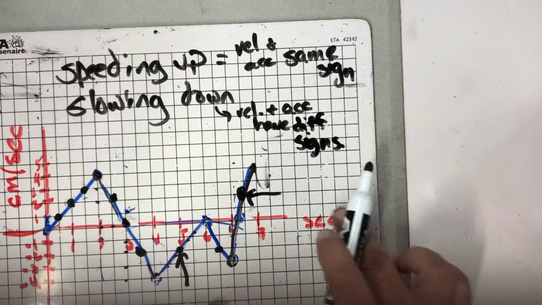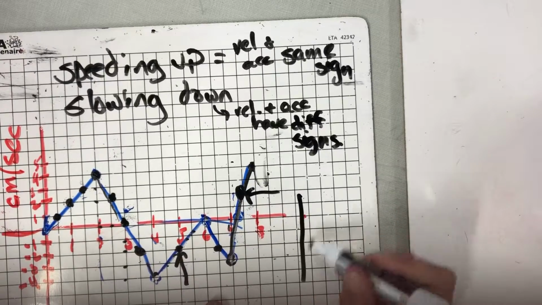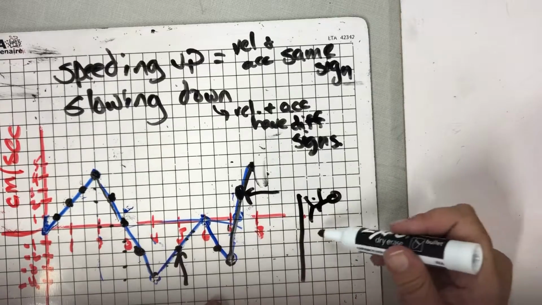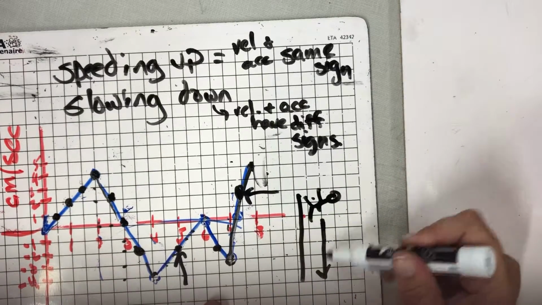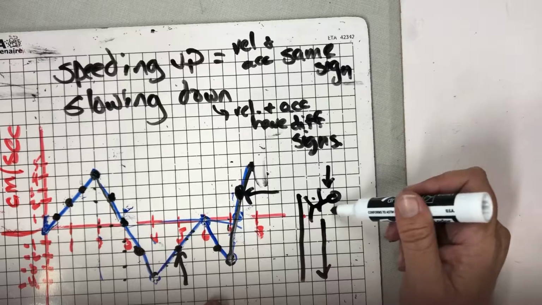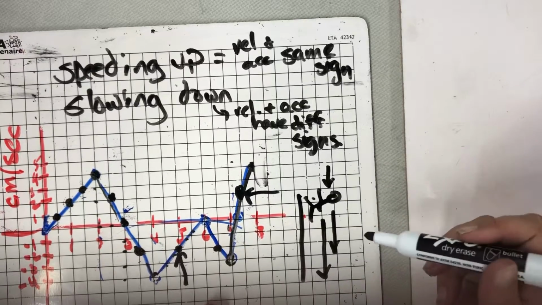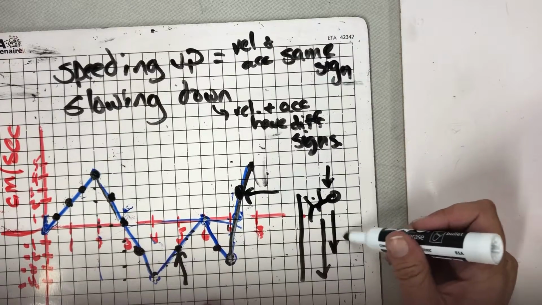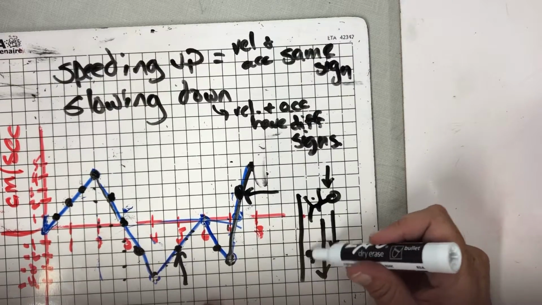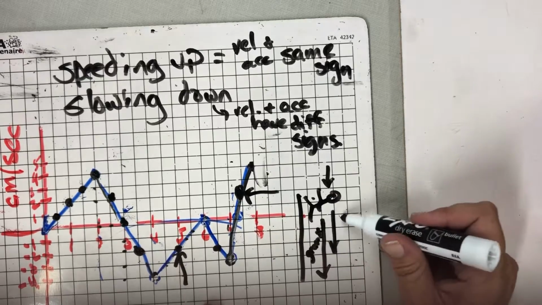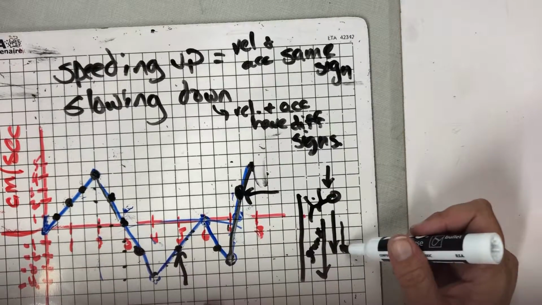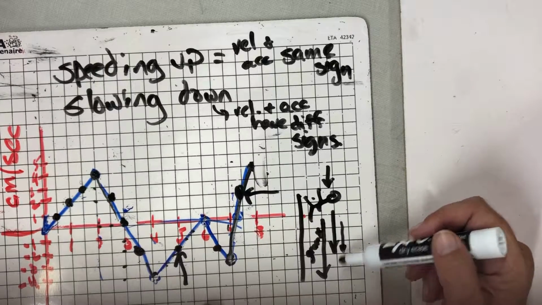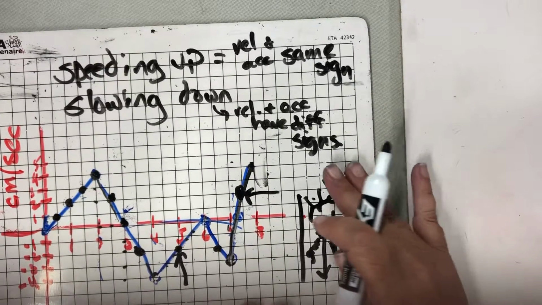So the example I gave in class was if somebody's falling, gravity is accelerating them as they go, and their velocity is in a negative direction. So they are speeding up as they fall because the acceleration force of gravity is working with the force of the velocity that they're already falling at. So every second, they're falling faster and faster and faster. Velocity and acceleration are the same sign.